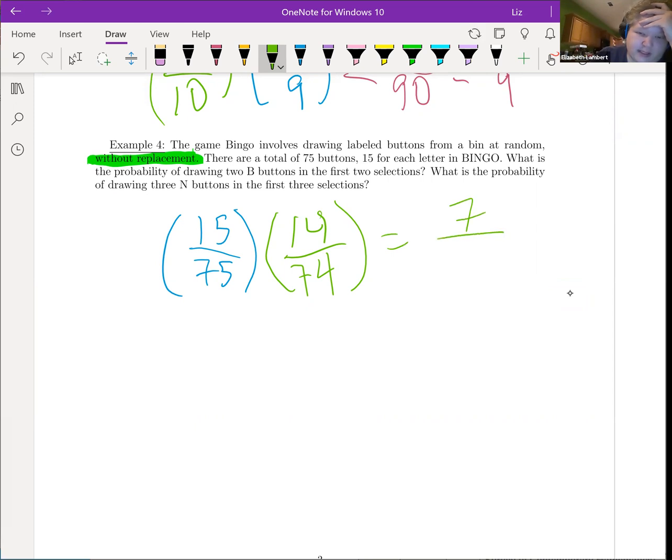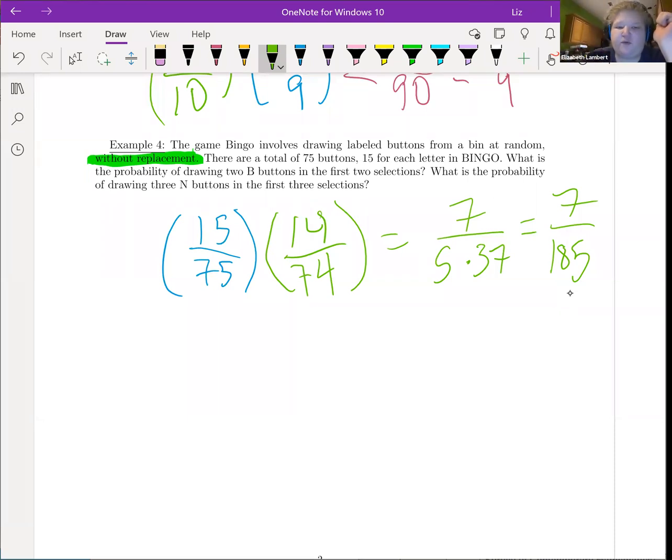So it looks like you get 7 over whatever 5 times 37 is. 185. Math. This is why you guys have calculators. Even I'm hesitant about that. Okay. So that's assuming my first two are B's, going from 15 to 14. Now, if I draw a B and then something else, my top number would still be 15 because that something else has 15 in the bin still.